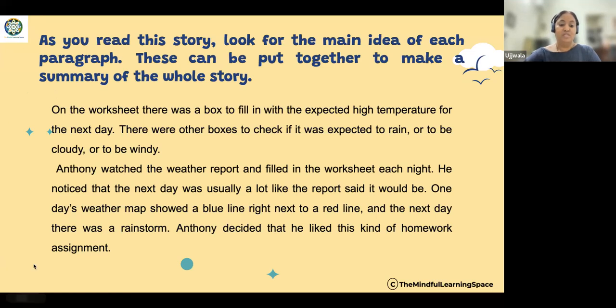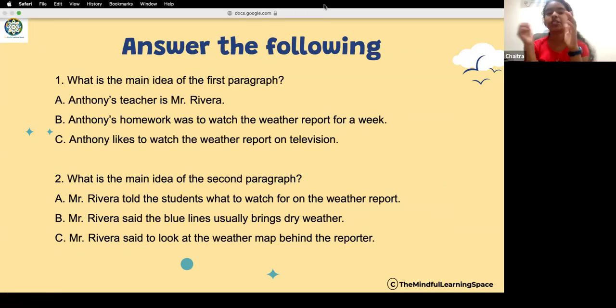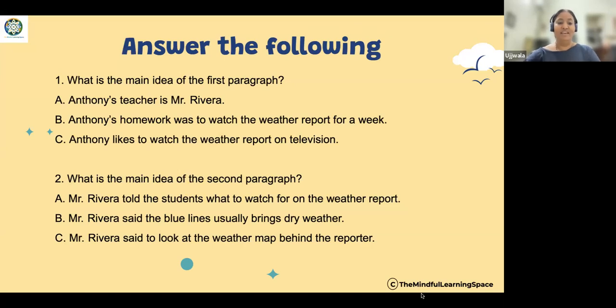Wow. So do you also like these kinds of homework assignments? No? Okay. I like it when it's easy, when you know exactly what to do and the questions are not open-ended. Oh, okay. So what is the main idea of the first paragraph?